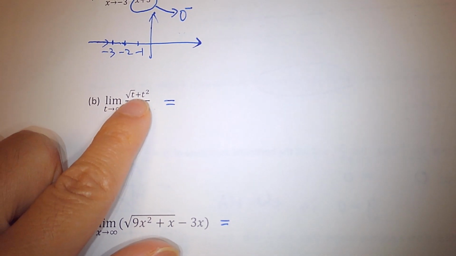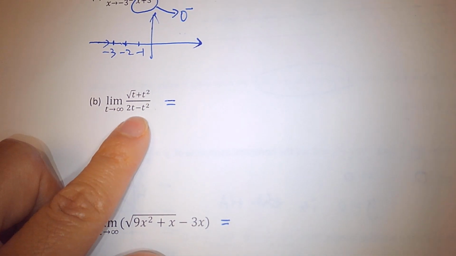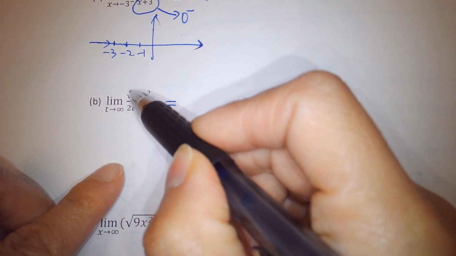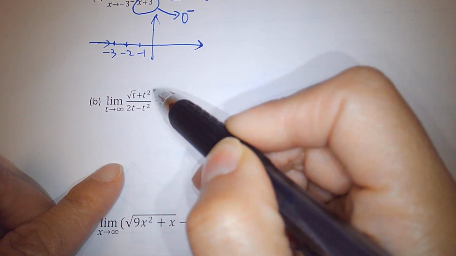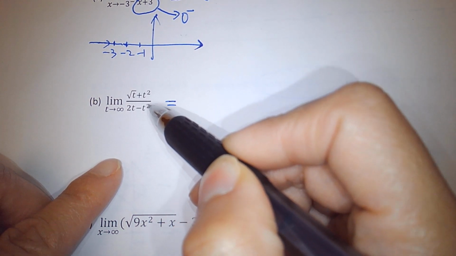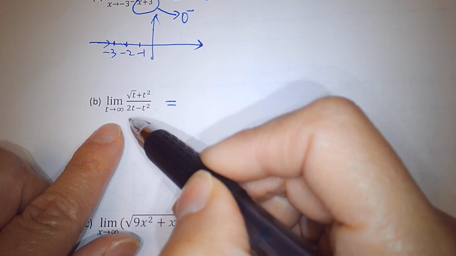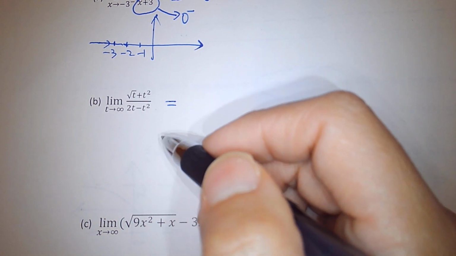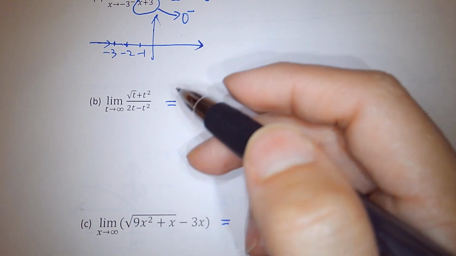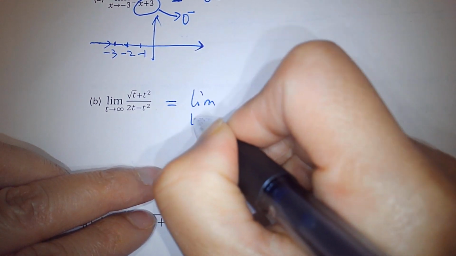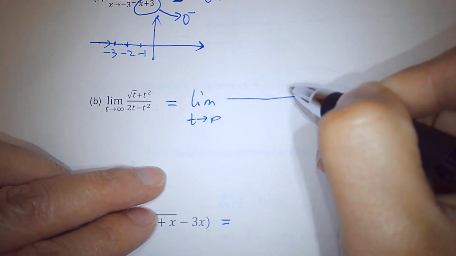This one is not a polynomial over polynomial, but what? Square root of t plus t squared over 2t minus t squared. Can we, so far we learned is what? Polynomial over polynomial, right? So can we consider it as a polynomial over polynomial? Yes, let's try it.